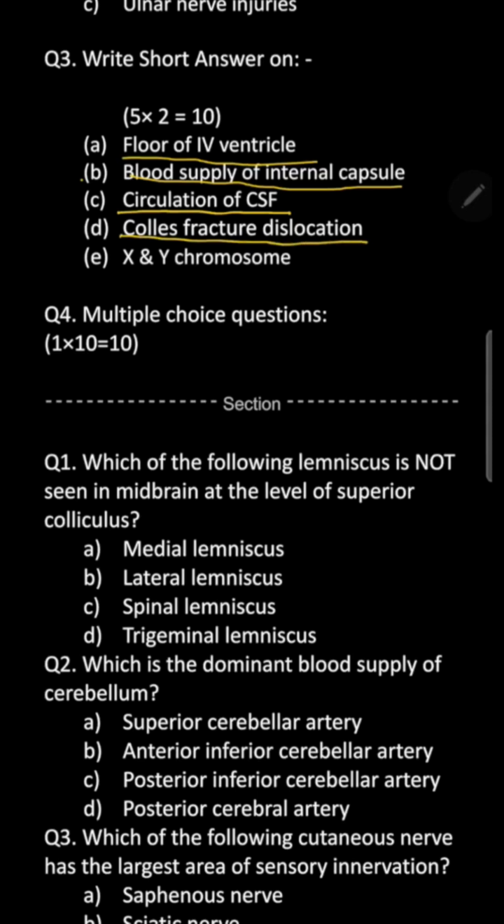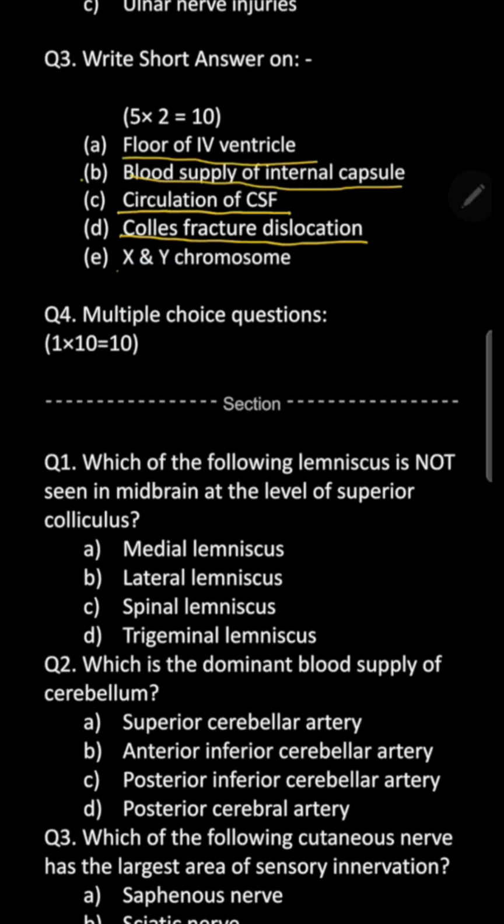Colles fracture and dislocation is a fracture of the lower end of the radius at the corticocancellous junction, such that the distal fragment is displaced dorsally and upwards, leading to a deformity called dinner-fork deformity. You can read the books for details.